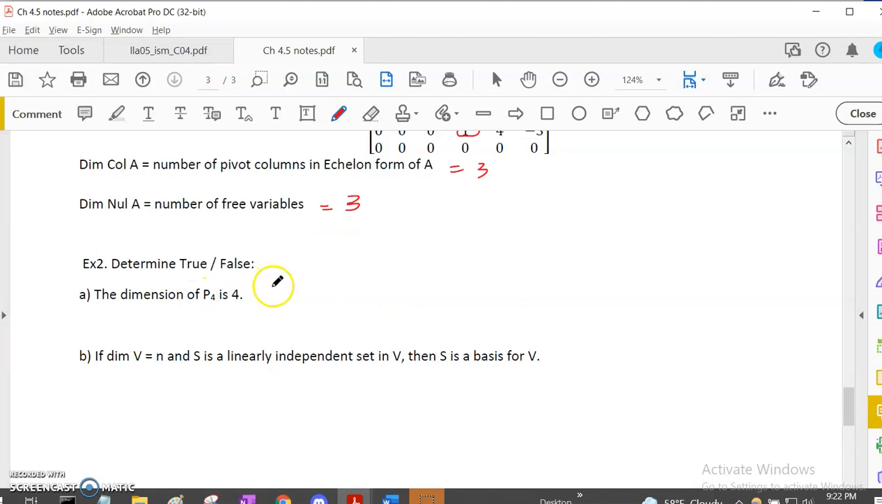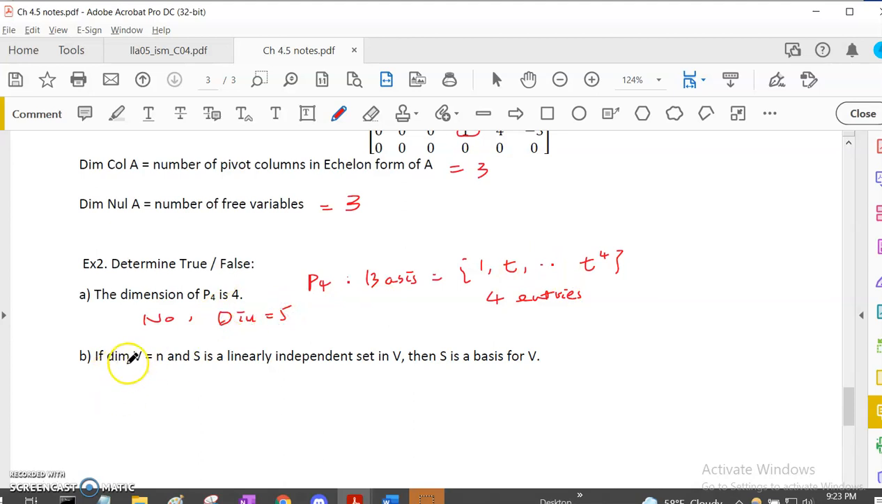Some true and false questions. There are a lot of independent sets, bases, and dimensions, so how are they related to each other? See if this is true: the dimension of P4 is 4, of course, no, right? So for P4, the standard basis is 1, t, all the way to t to the power 4. So we have 5 entries, right? And this is a basis, so the dimension is equal to 5.